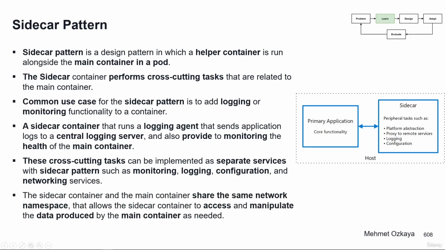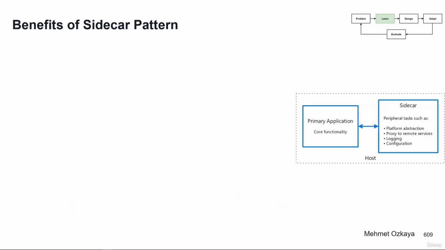The Sidecar container and the main container share the same network namespace, which means they can communicate with each other using localhost. This allows the Sidecar container to access and manipulate the data produced by the main container as needed. So now let's check the benefits of the Sidecar pattern.